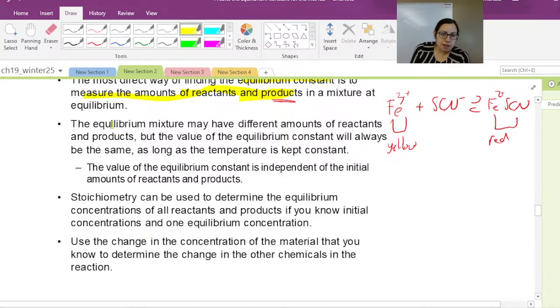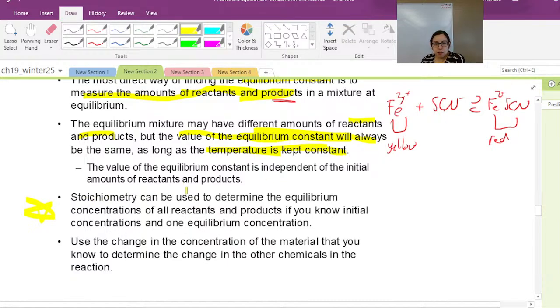And, okay, here's the key part, too, with our math. So our equilibrium mixture could have different amounts of reactants and products, but our value is always the same as long as our temperature is kept constant. So that will help us. That means that we can just measure any amount, any equilibrium, as long as it's at equilibrium, then we have that same equilibrium constant. So that will help us. And so this teases kind of what you're going to be doing in lab and what we're going to be doing now and forever, essentially.